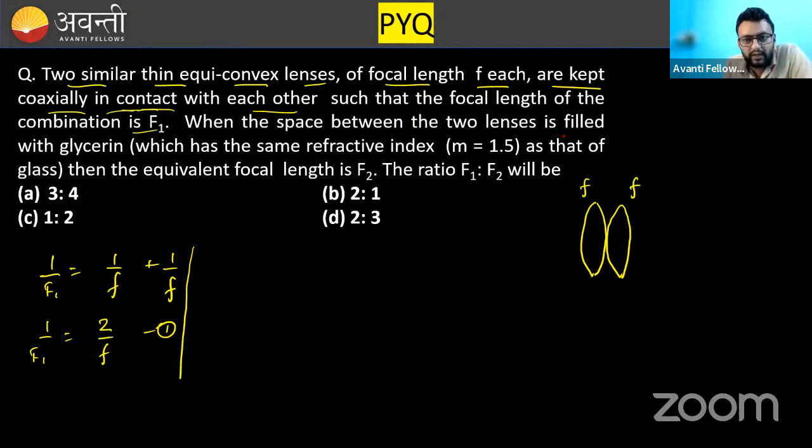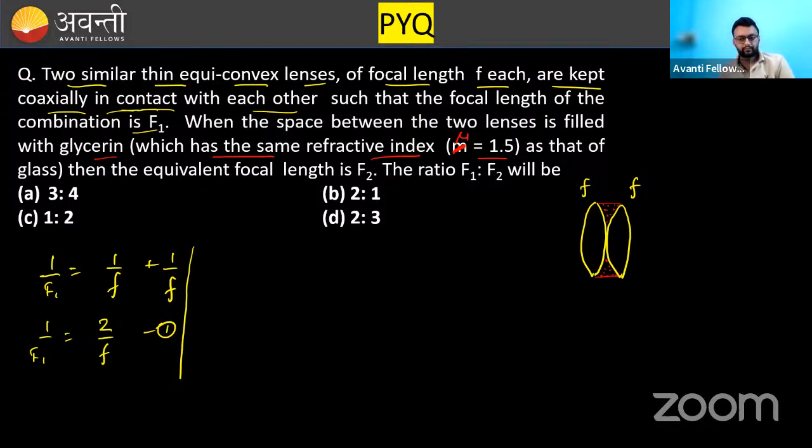when the space between the two lenses is filled with glycerine. Now here some glycerine is inserted in this space. Now can you see that the glycerine is forming another lens which is of concave nature? You can see that the lens formed by the glycerine is of concave nature, which has the same refractive index 1.5. This is not m, this is mu, as that of the glass. Then the equivalent focal length is f2.